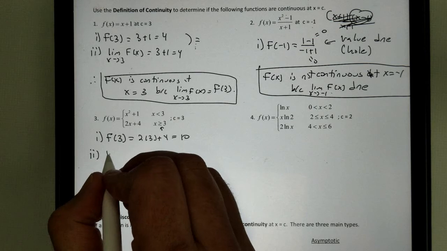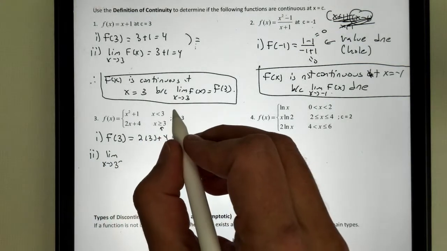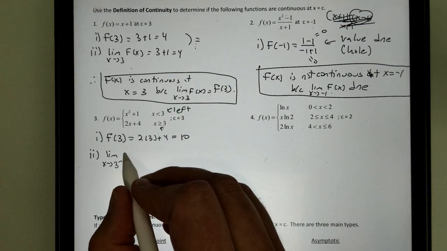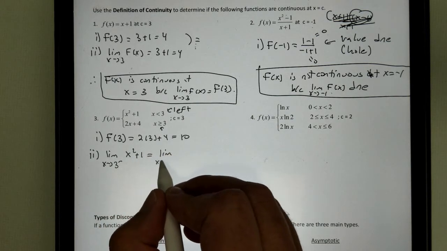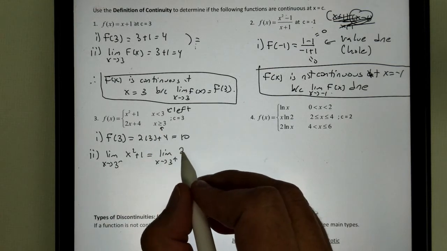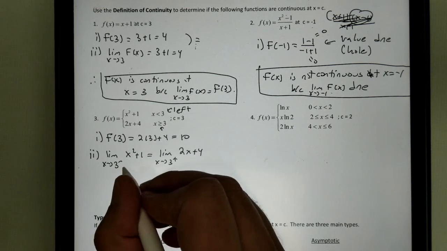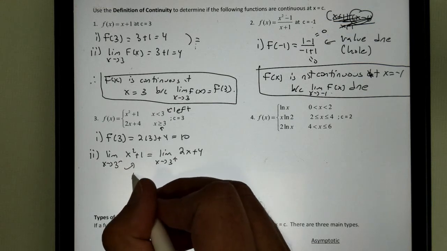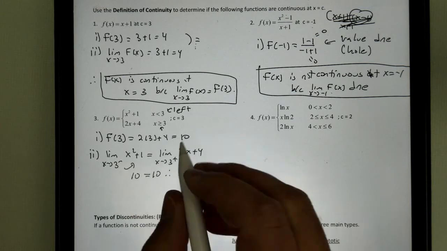So for this one, we're going to get the limit as x approaches 3 from the left. And from the left, we're on this top one. There's my left, because it's less than. And I'm going to use this x squared plus 1 equal to the limit as x approaches 3 from the right. Well, on the right, we're on the bottom. That's going to be this 2x plus 4. And now just plug in. 3 plugs in here, I get 9 plus 1 is 10. 6 plus 4 is 10. So yes.